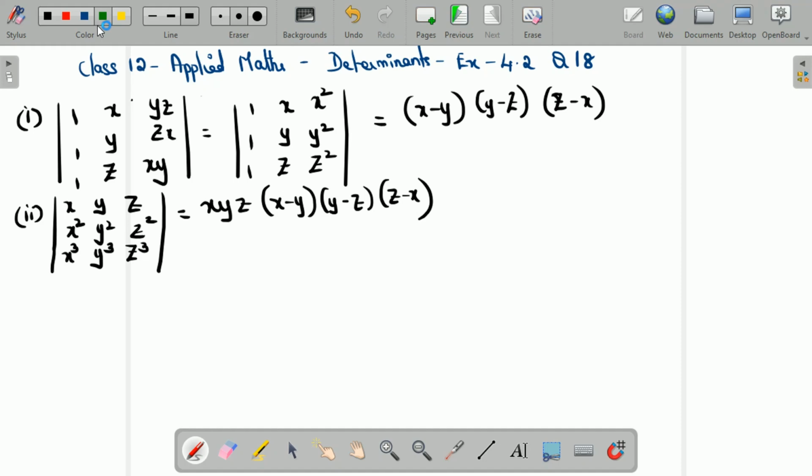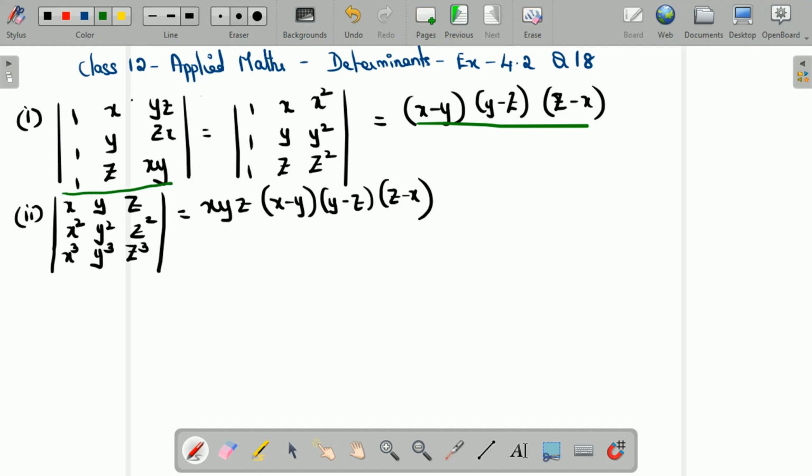In this video, let's find the solution to the 18th question in exercise 4.2. There are two subdivisions here. Let's start with the first one. They have given two determinants to be proved equal to this particular value: x minus y into y minus z into z minus x.